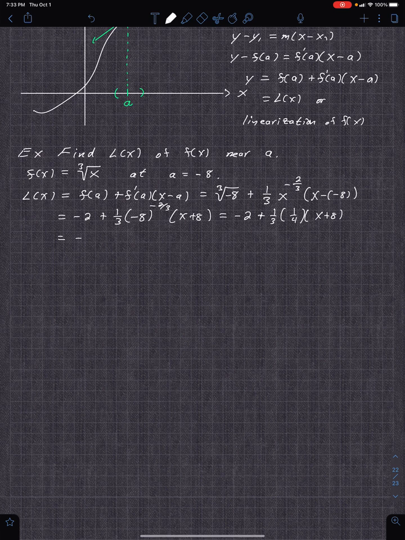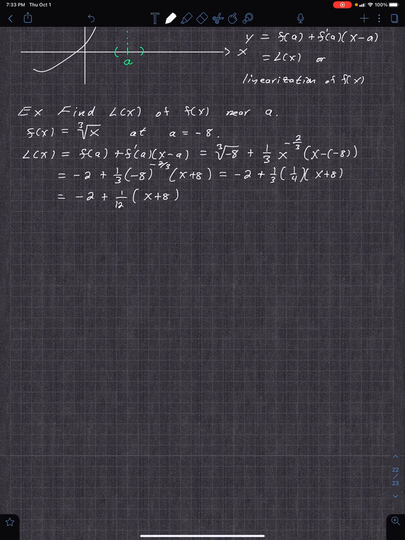Continue to simplify, so it's negative 2 plus 1/12 x plus 8. And you could distribute the 1/12, I suppose, but that's good enough. So what we want to do is, let's just suppose we knew this was the linearization. So we're going to use this nice simple form to approximate the cube root, because those are just fractions and stuff. Okay, so that's the idea.